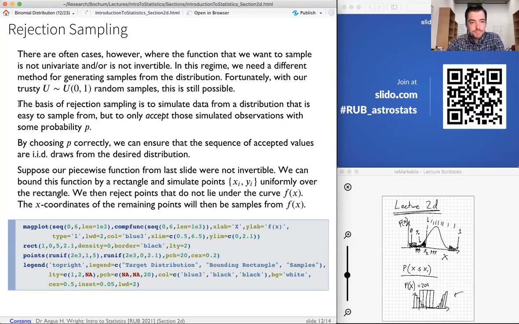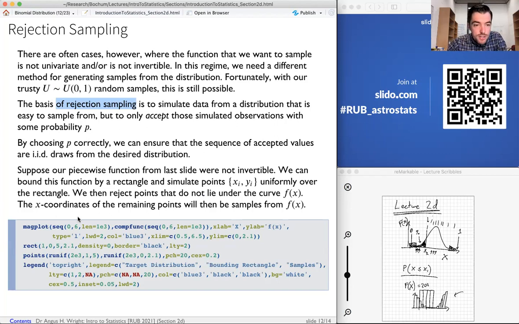Okay, and so the way in which we're going to do this is using what's called rejection sampling. The basis of rejection sampling, the idea behind it, is that you simulate 0, 1 on your uniform distribution, but then you only accept those observations as coming from the distribution that you're interested in if they satisfy some probability P. And that P, which you decide, if you define it correctly, will then lead you to having a distribution that follows the underlying PDF of the target distribution that you're interested in.